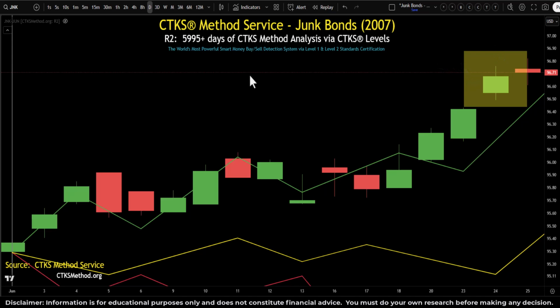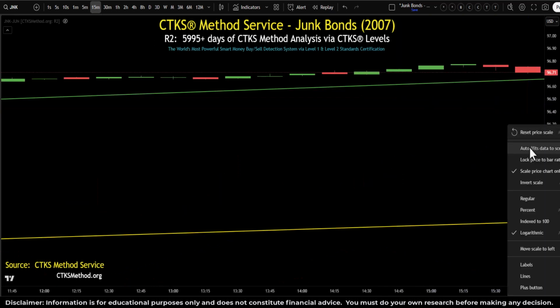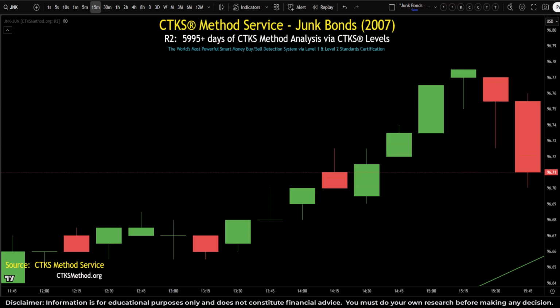When you're looking at your CTKS levels, make sure that you look on the 15-minute time frame. That will give you the absolute best signal for trading. Now, if we change back to the 15-minute time frame here, just on TradingView, make sure that you've got auto fit starter to screen and scale price chart only. That will throw your chart into exact dimensions. And then you just pop on the indicator from the service.